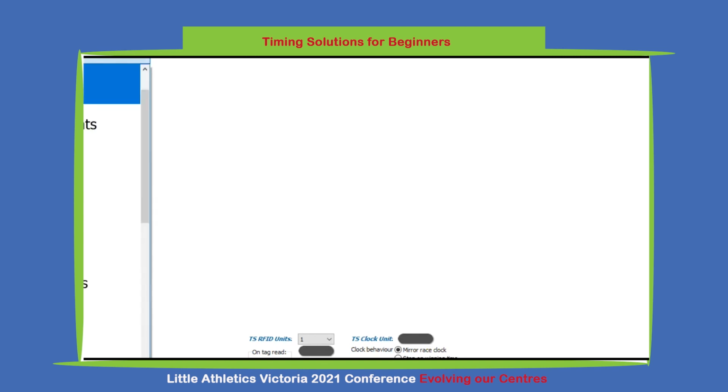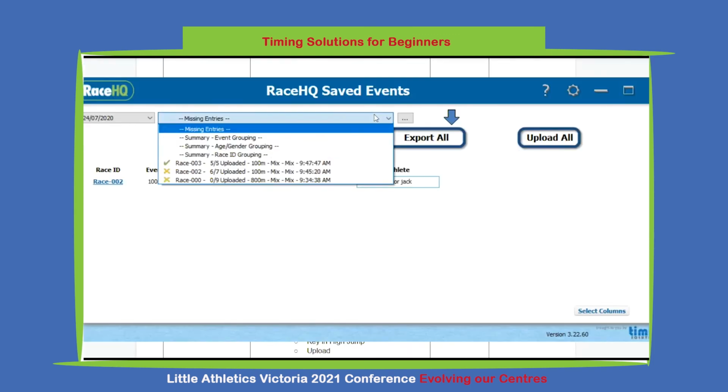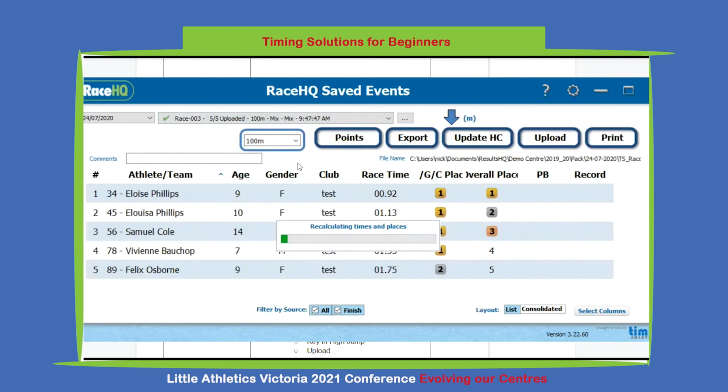So instead of being in pack, and this is maybe 3 hours later, I've started up Race HQ again, I'm going to go to saved events, and this is going to show me the races that I've had from this morning or today. I can review these one by one, and I can edit if I need to. I could change the event if I need to, and I can re-upload if I want to.